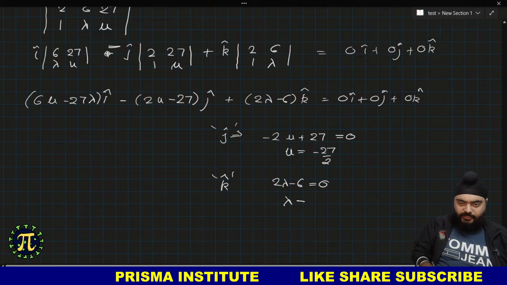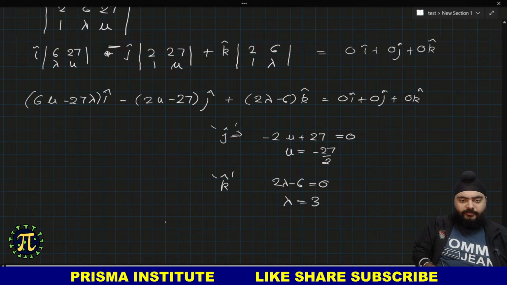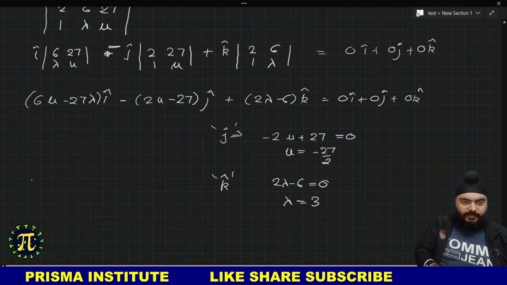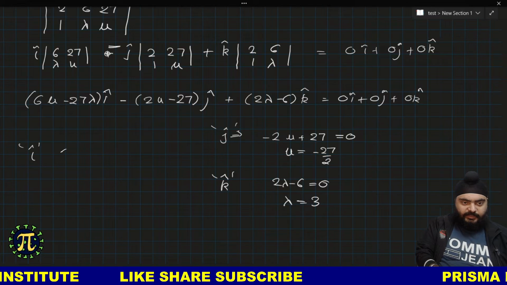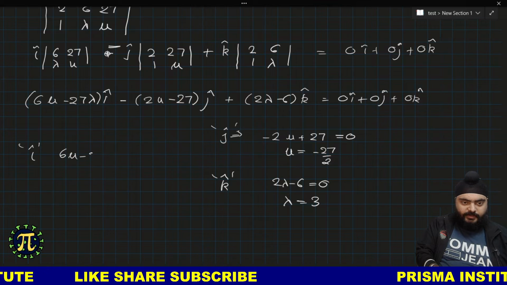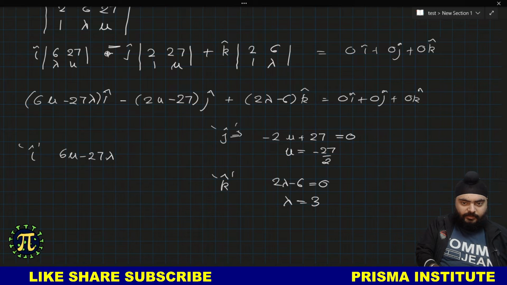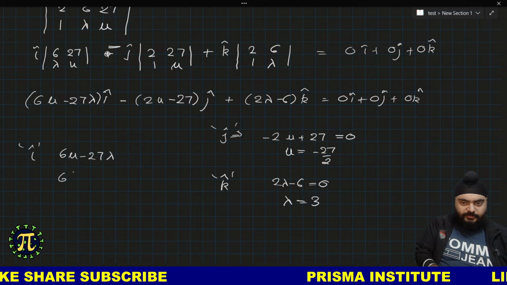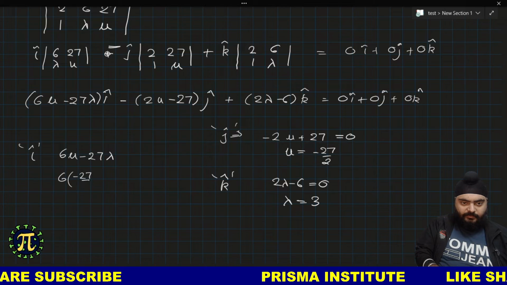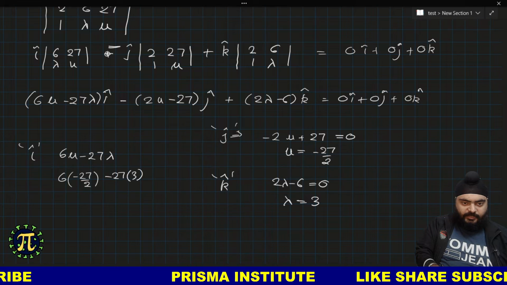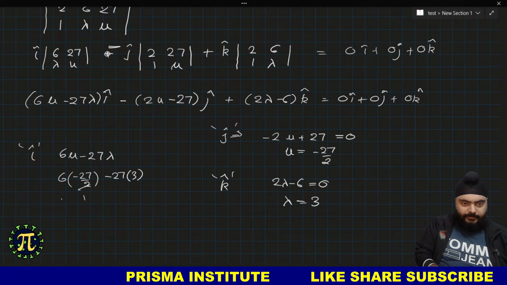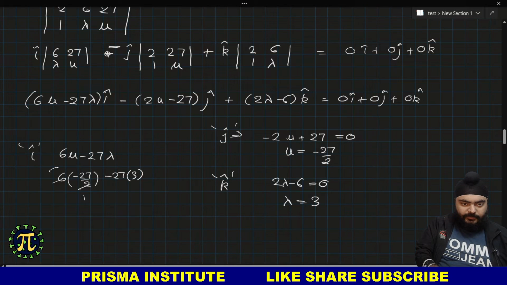So lambda is 3. And we can check whether this also comes out to be 0, so let's check in the i cap component. So 6 mu minus 27 lambda, how much will it be? So 6 times minus 27 by 2 minus 27 times lambda, which is 3.